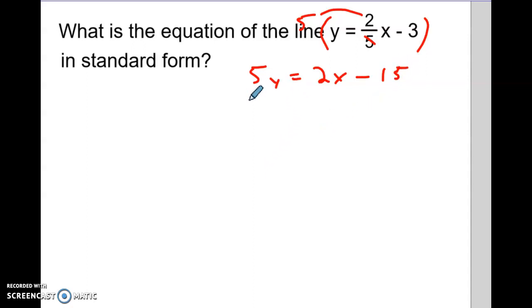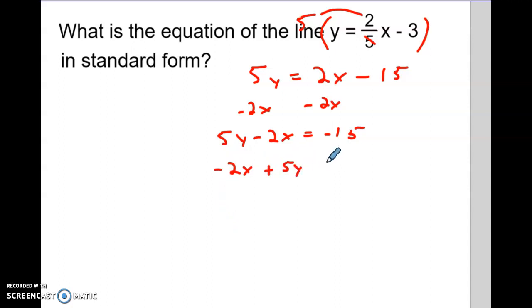Now to get standard form, we just need x on the other side, so minus 2x from both sides. Technically it's 5y minus 2x equals negative 15. Then if we want to clean it up a little bit, typically the x part goes first, so minus 2x stays with the x, then 5y equals negative 15.